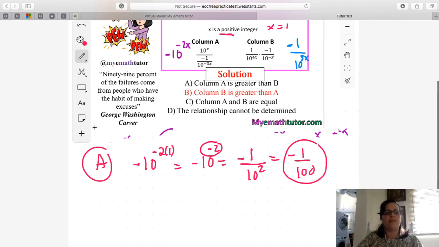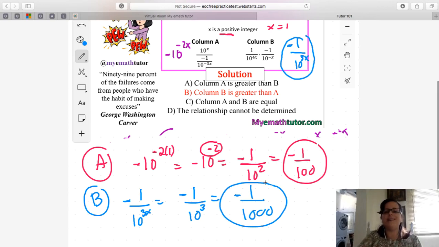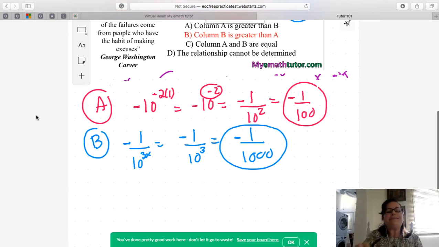Let's do column B. Let's just pick it with B, blue color. So B is going to be negative 1 over 10 to the 3x. I'm going to pick 1 again. So negative 1 over 10 to the 3. And then this is negative 1 over 1,000. Now, here is the little bit of confusing part that can get you.